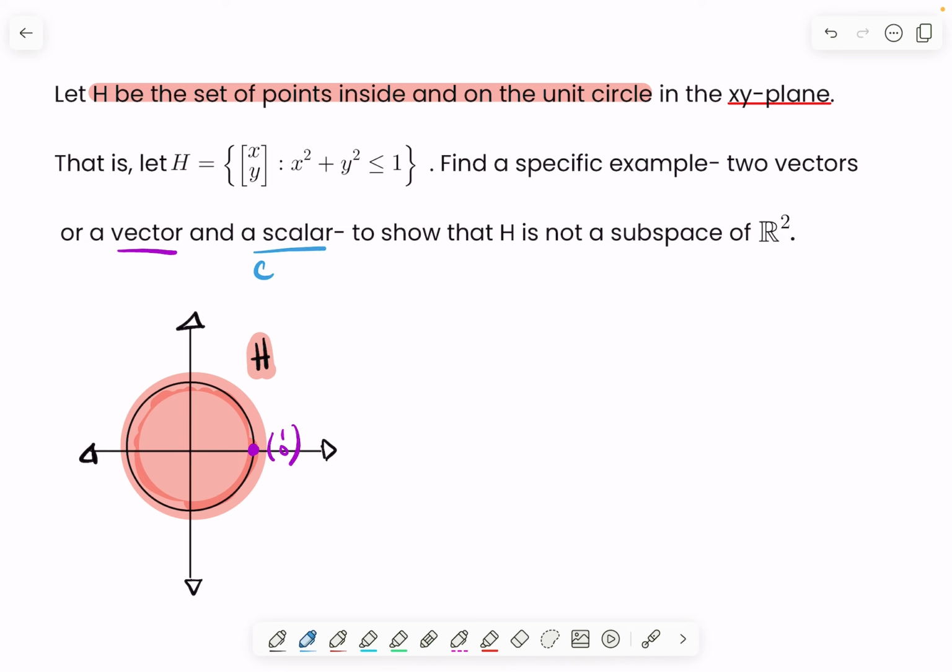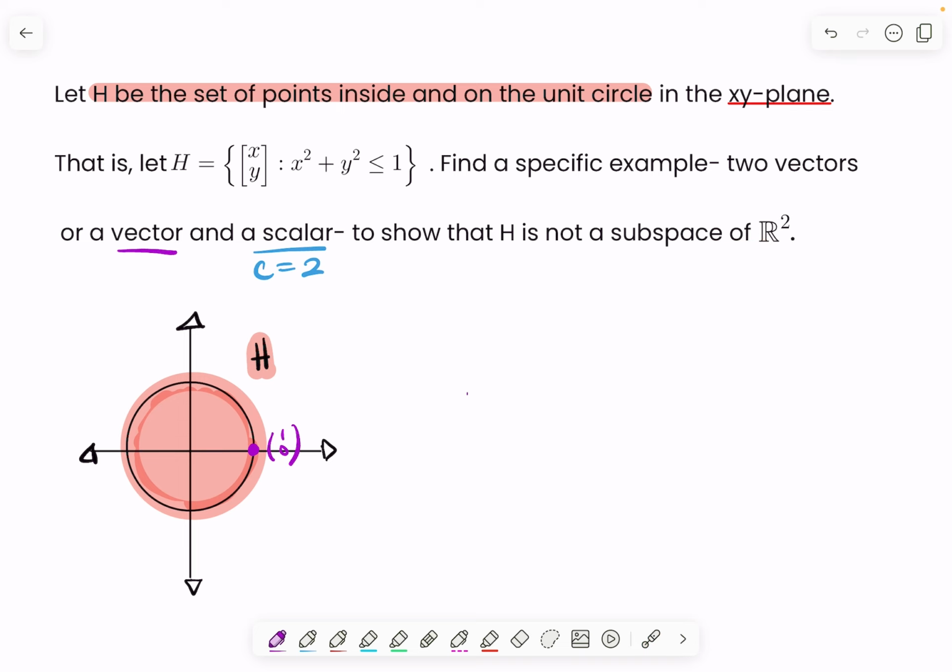So this vector here is just a point, (1, 0). And let's say that I pick a scalar. C can be any real number, so let's say I just do 2, it doesn't matter. You could pick 3, 4, 5, whatever. And remember that the last condition of a vector space is that if you take any vector on H and you scale it, then that resulting scaled vector should still be on H if it is a subspace of R2. And if that's not true, then that means it's not a subspace of R2.